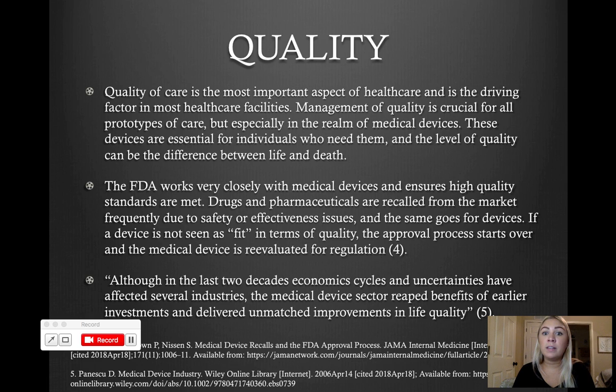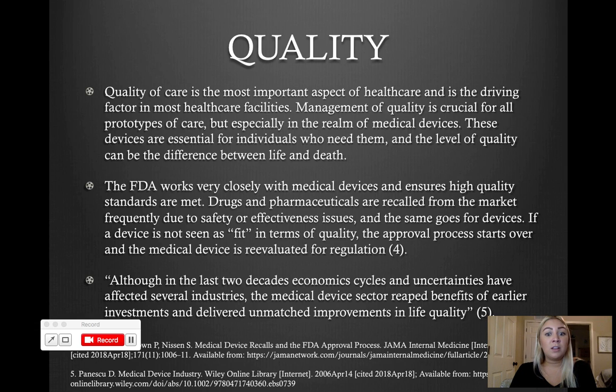So next we have quality. As we all know, quality of care is one of the most important aspects of healthcare. It's the driving factor in most facilities, like a hospital. Quality has always been super important, and management of quality is crucial for all types of care, but especially in medical devices. These devices are essential for individuals who need them, and the level of quality can be the difference between life and death, which seems very serious, but that's the quality of the medical device. So super important for individuals who are depending on it.